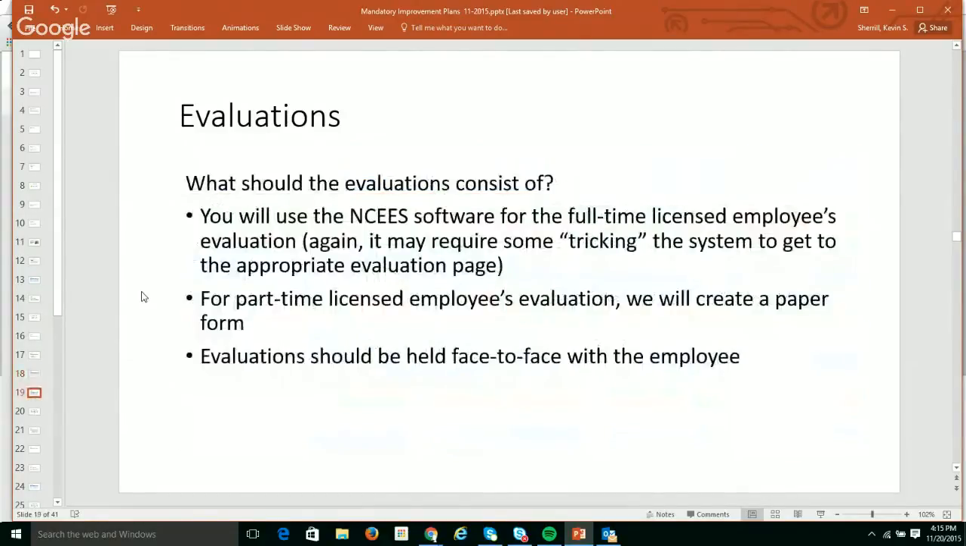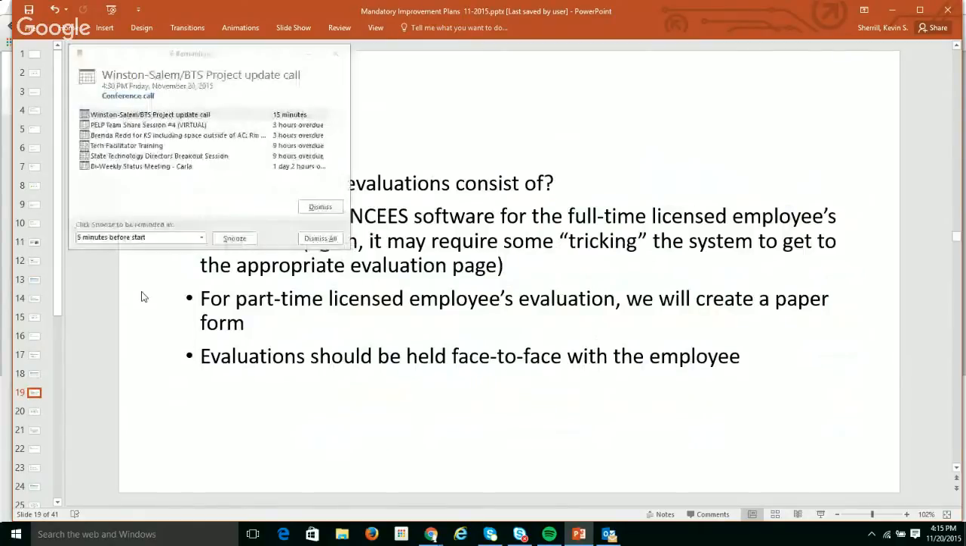So what are the evaluations going to consist of? Again, we're going to continue to use the NESA software just because it's something that you're familiar with. Like we said a couple times.